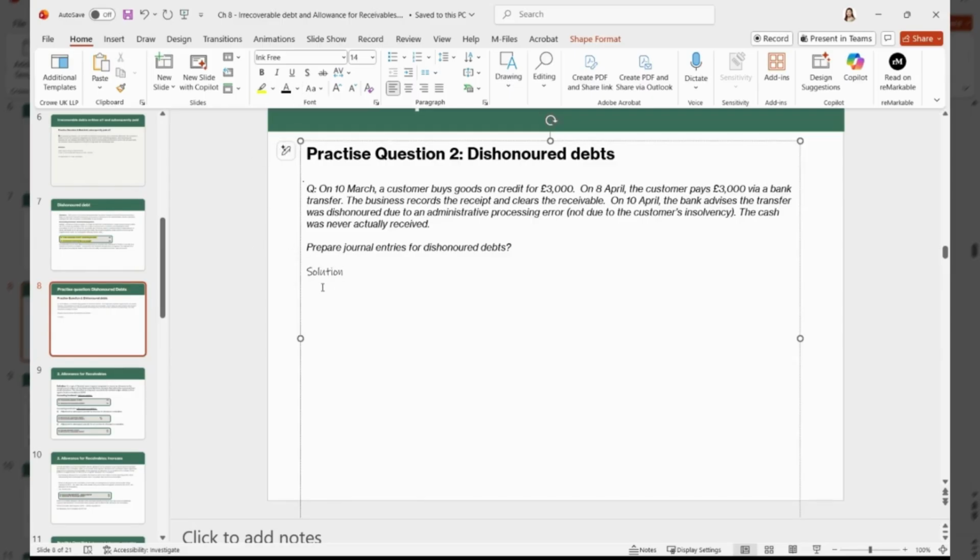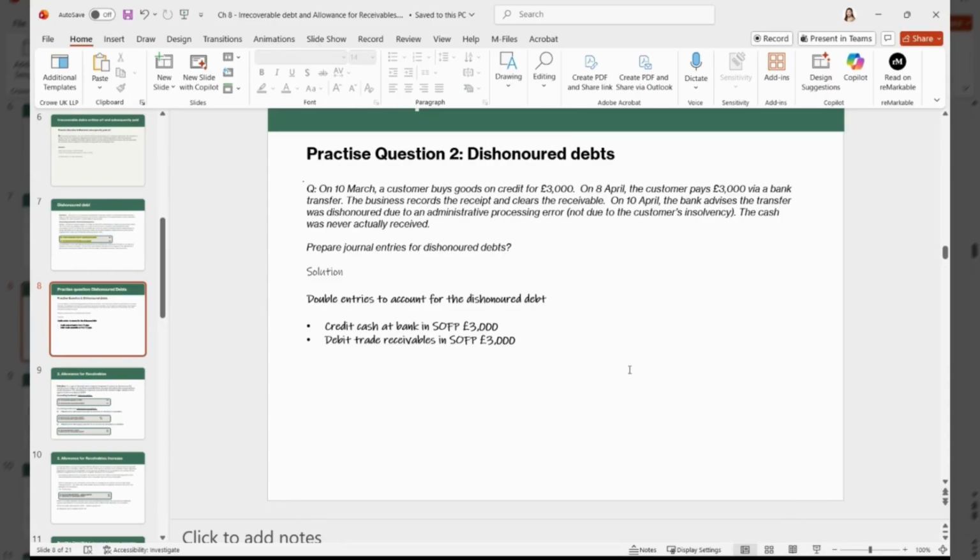We debit trade receivables for £3,000. This reinstates the customer's debt, they still owe us the money. We credit cash at bank for £3,000. This removes the cash that was incorrectly recorded, since it never actually came in. But in order to understand why we reverse cash and reinstate trade receivables, let's look at the double entries that were created before the dishonour. These aren't required in the exam, but they help you understand how the dishonour arises.